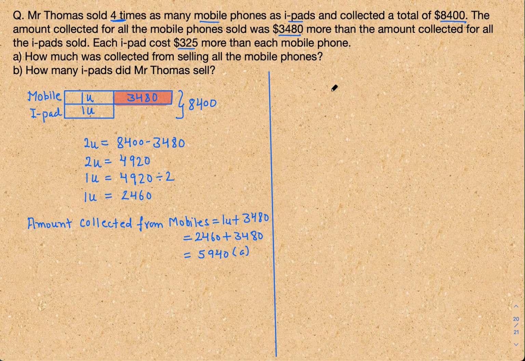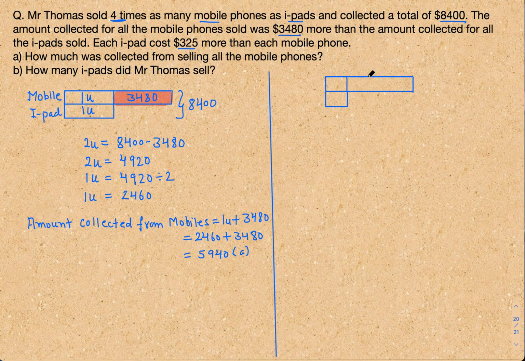But we need to draw another model which shows the number of mobile phones and iPads sold, right? And the first statement tells us that the number of mobile phones sold was 4 times the number of iPads sold. So let's try to draw it. Let's say this is the number of mobile phones sold. The number of iPads will be a lot lesser, because it's only 1 unit. So we can represent it something like this.